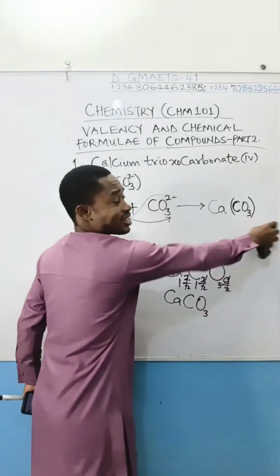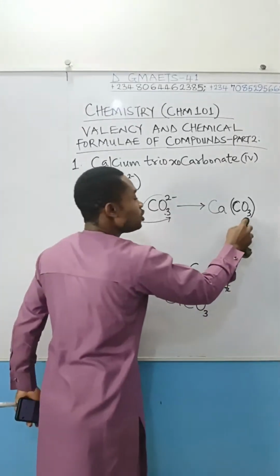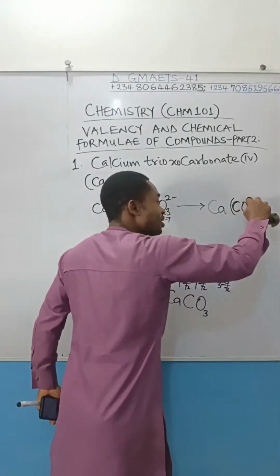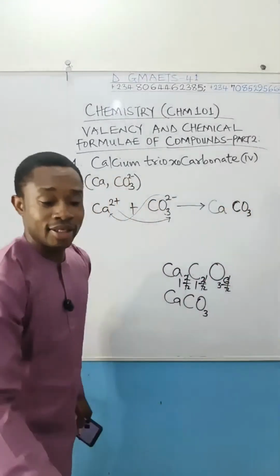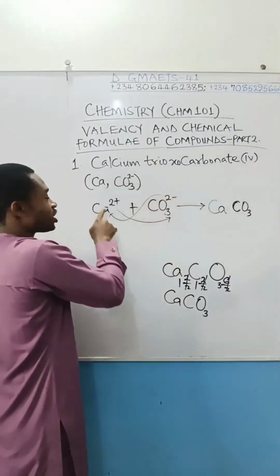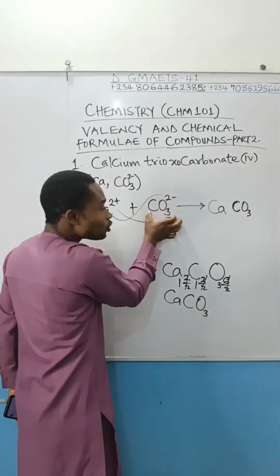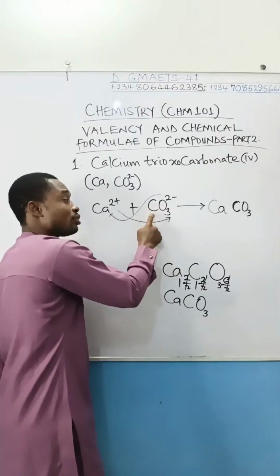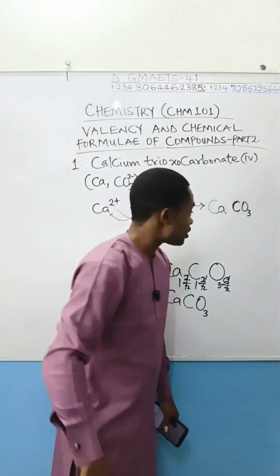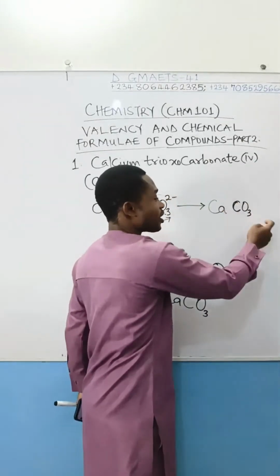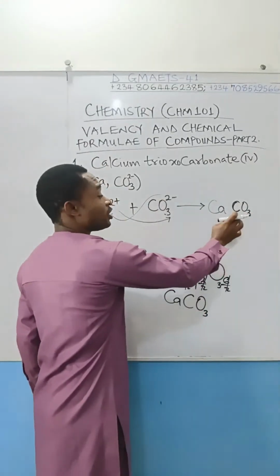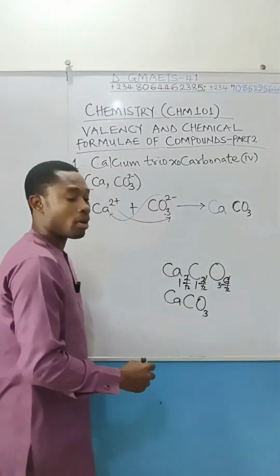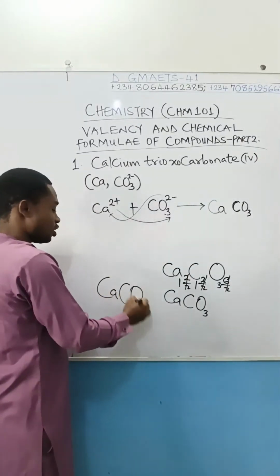Since there is no external number again, no need of putting this in brackets. The bracket I showed you here before is just to explain clearly that the 2 which calcium gave to this CO3 is actually affecting both carbon and oxygen. That's just the reason why I had to put this in bracket with the 2 outside. So dear friends, calcium trioxocarbonate 4, this is the correct chemical formula, CaCO3.